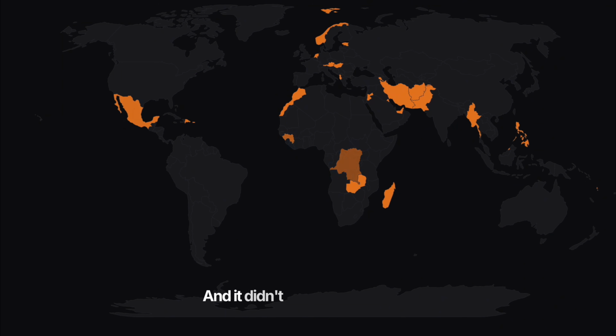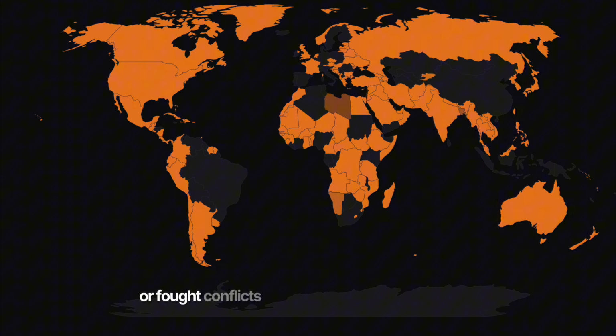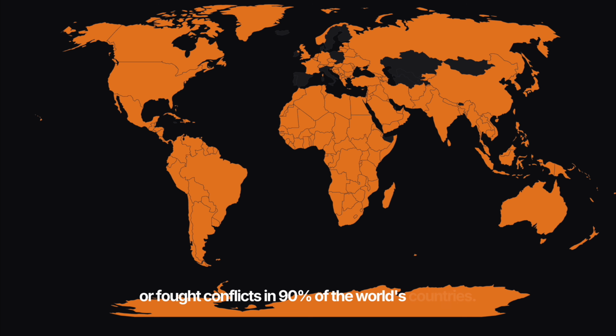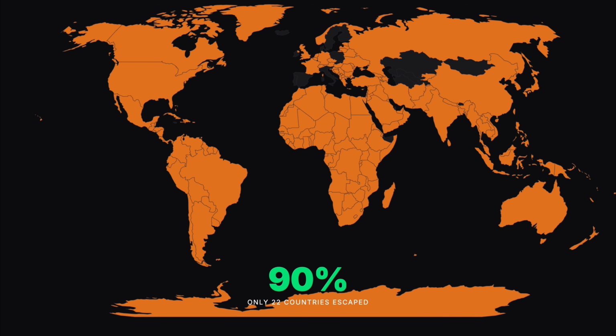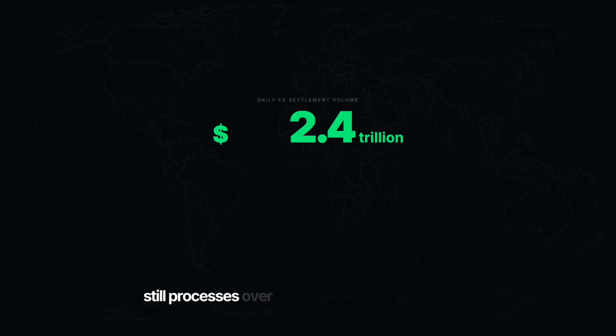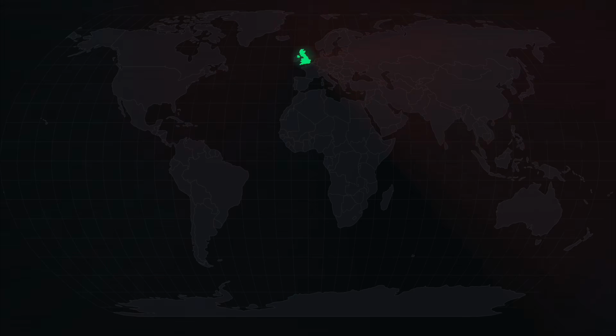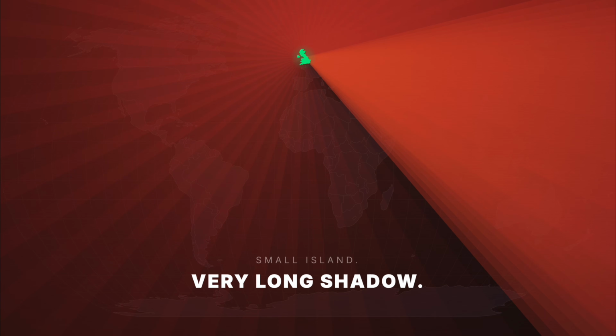And it didn't stop at its colonies. Britain has invaded or fought conflicts in 90% of the world's countries. Only 22 nations on Earth escaped. The empire is gone. But London still processes over $4 trillion in foreign exchange every single day. More than New York and Singapore combined. Small island, very long shadow.